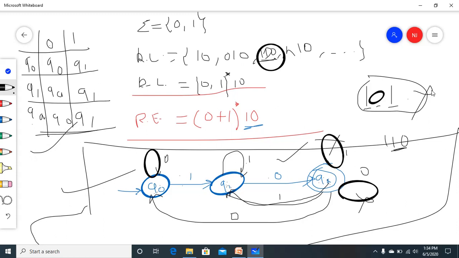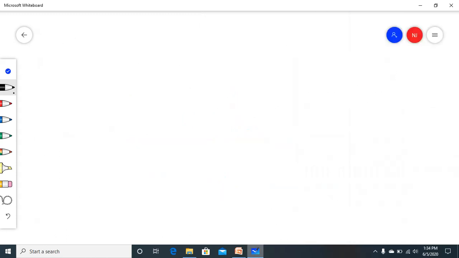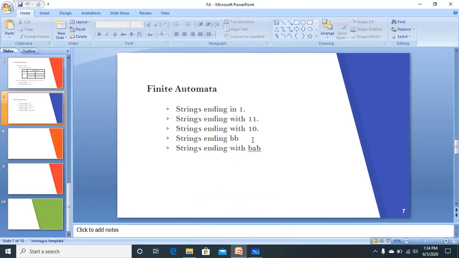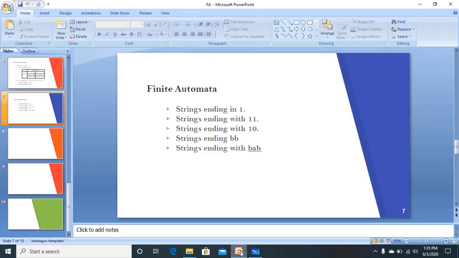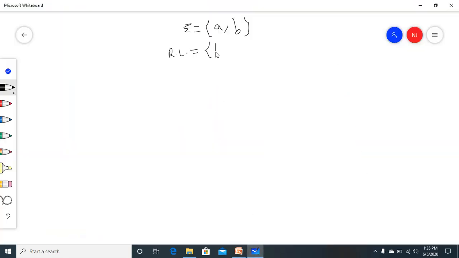Okay, so this is our solution for the third sum, strings ending with 10. Now we discuss the fourth example, string ending in BB. So now we have to change our set of input alphabets. Till now we discussed 0 and 1, now in this example we replace 0 and 1 by A and B, means our sigma is now {A, B}. What is the regular language of our given statement? The string ending in BB means each and every string ends with BB, starting doesn't matter, either A or B.